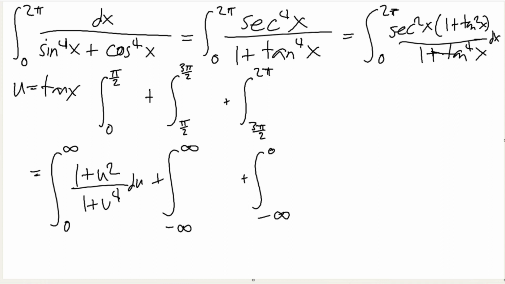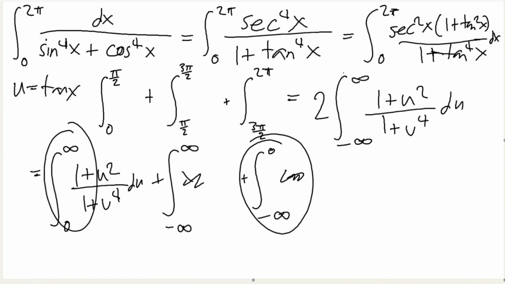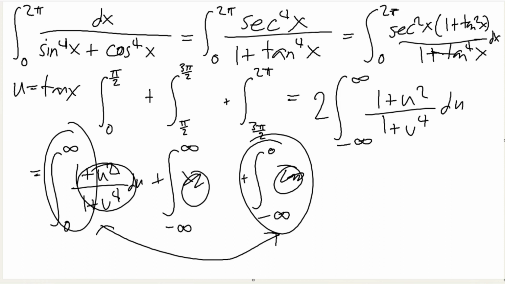So now what is this? Oh, it's the same integral, right? It's the same integral as this. It's the same function, except the bounds are different. But because these are the same functions, we can add this to this, and this becomes negative infinity to infinity. Oh, so this is equal to 2 times the integral from negative infinity to infinity of 1 plus u squared over 1 plus u to the 4 du. You can add integrals like that as long as it's the same function, just different bounds. Well, 0 to infinity and negative infinity to 0, we can add these two, which becomes negative infinity to infinity. We also have another negative infinity to infinity, so that gives us 2 times this.